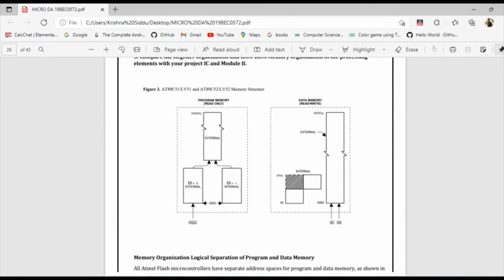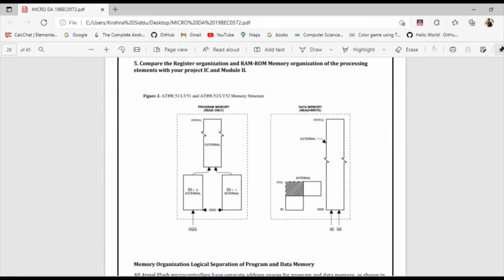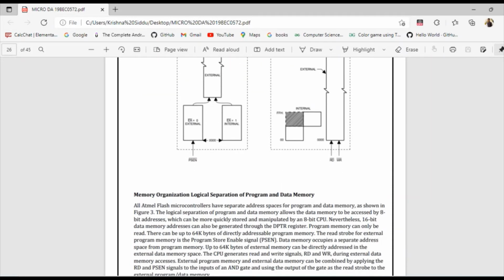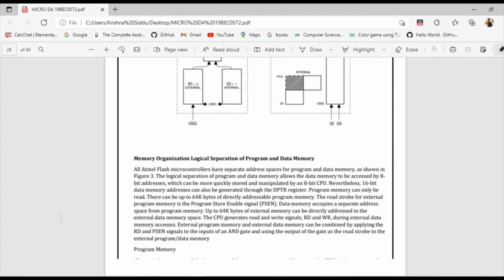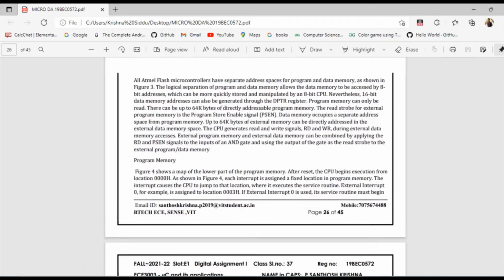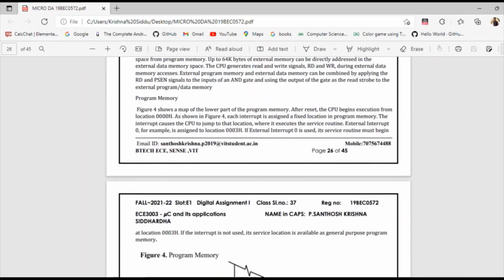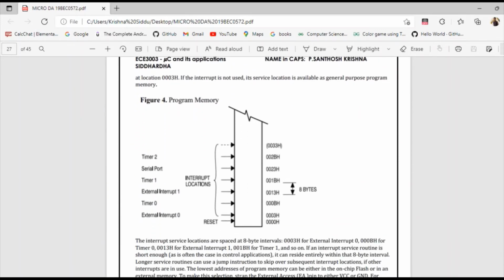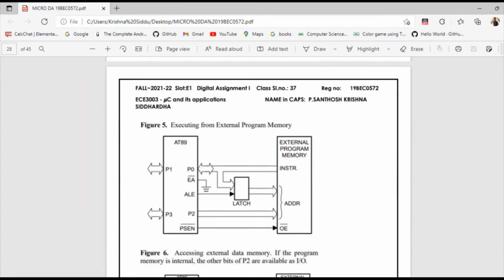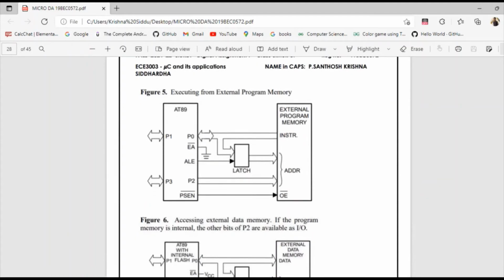Next, we discuss what type of microprocessor it is, the 8089 C50 C51 microstructure. You can see clearly. Next, coming to our memory organization, the logical separation of program and data memory. This is the program memory, and you can see clearly here. This is executing from an external program memory. You can see how it works.